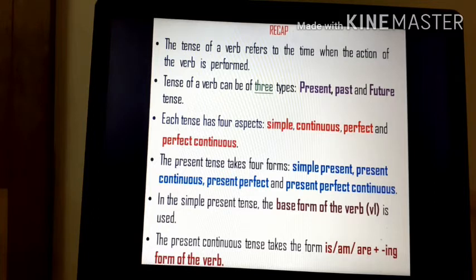In the simple present tense, the base form of the verb, that is V1, is used. The present continuous tense takes the form is, am or are plus the ing form of the verb.